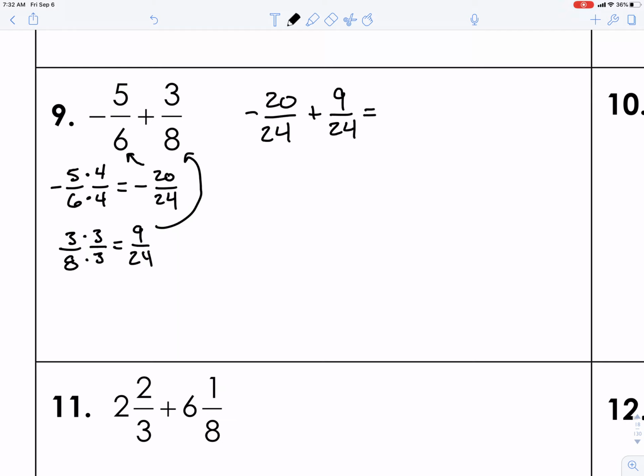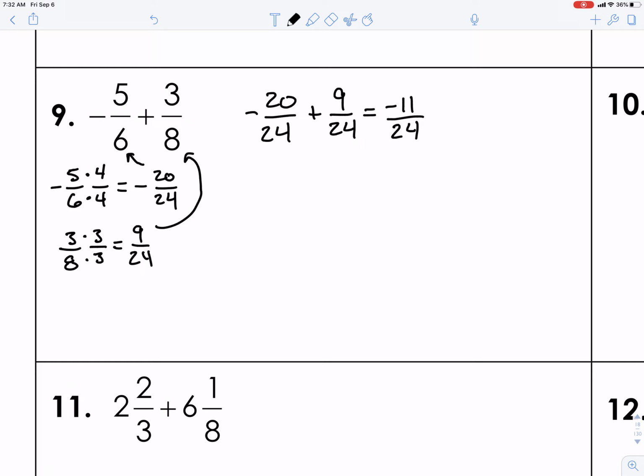We combine the numerators. It's a negative. We're going to use that negative with the 20. Just move the negative so it's with the 20. Okay, let's just assume it's a negative 20 on the top. Negative 20 plus 9. If I start at negative 20 on the number line, way to the left of the 0, and I add 9, that means I got to go right on the number line, 9 spaces, I end up at negative 11. And the denominator stays the same.